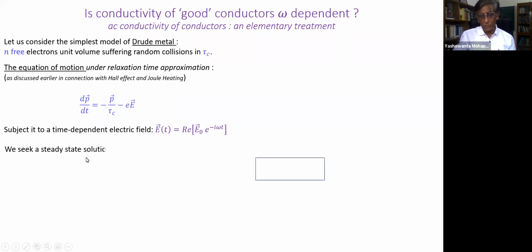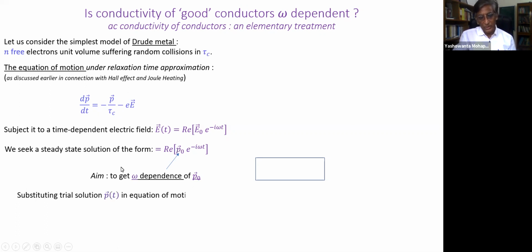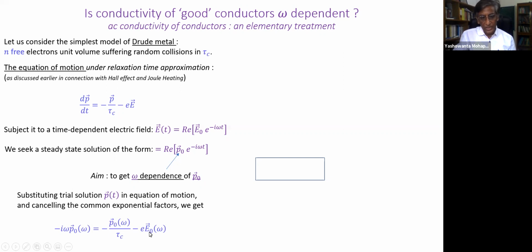So we seek a steady state solution of the form that what is the p solution. So basically we're looking for what is the p naught, the amplitude of the momentum variation with omega. That's the frequency. So the aim is to get the omega dependence of p naught. So substituting this, we substitute this p(t) into the equation of motion here. And of course, since this is e to the power minus i omega t, it will cancel here. And the only thing that will remain, after differentiation, is minus i omega p naught of omega. p naught itself is a function of omega. Here, p naught minus p naught by tau c, and of course minus E naught as a function of omega.